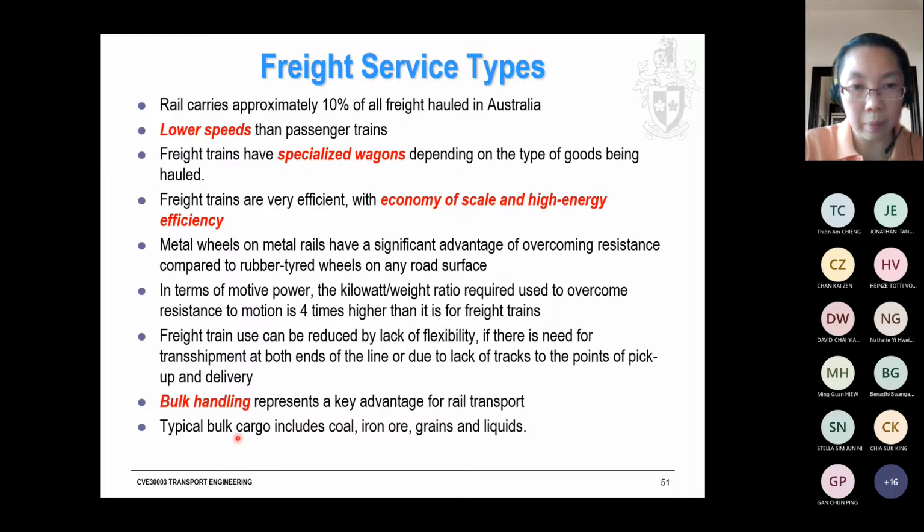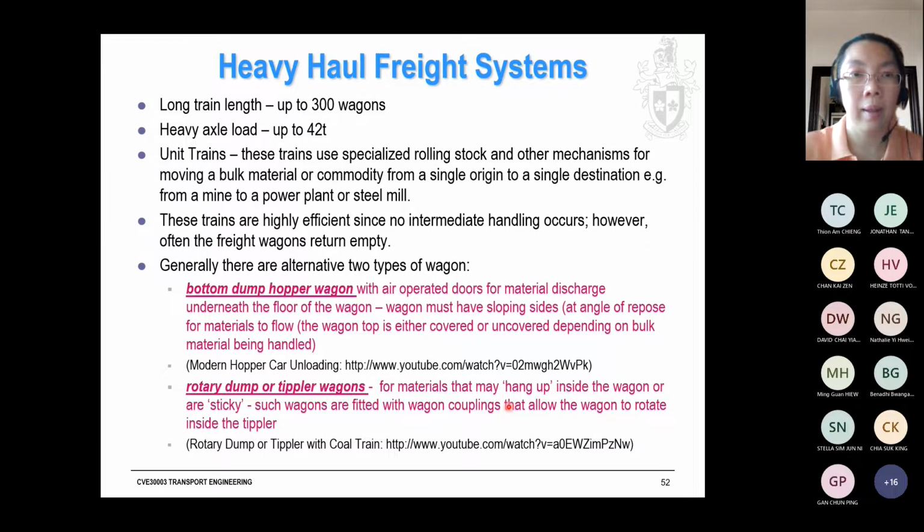If you look at this, typical bulk cargo includes coal, iron ore, grains, liquid. Some are in powdered form, some are in grain form, some are in liquid form. So you have different types of materials and cargo that you really have to customize the wagons for. Heavy haul freight systems have long train lengths of up to 300 wagons. If you compute this out, it could reach a few kilometers of train length. Heavy axle loads up to 42 tons.